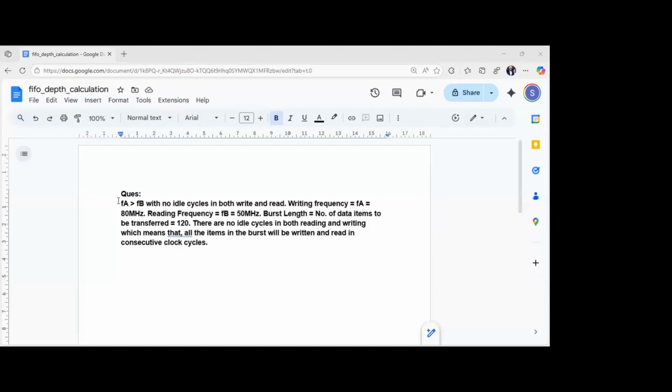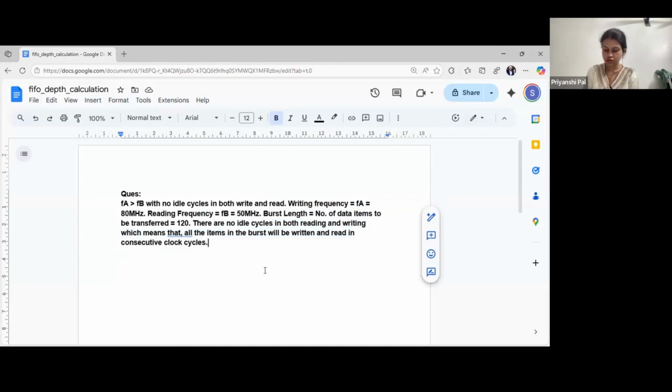So frequency A is greater than the frequency B with no idle cycles in both write and read. Writing frequency is equal to FA, which is 8 megahertz, and reading frequency is 50 megahertz. Burst length is the number of data items to be transferred, which is 120. No idle cycles in both reading and writing means all the items in the burst will be written and read in consecutive cycles. So this is the question. Okay, ma'am. What will be the depth of the FIFO?